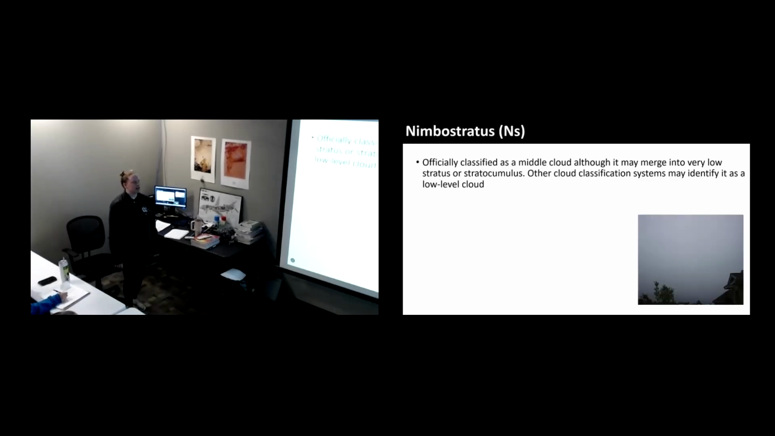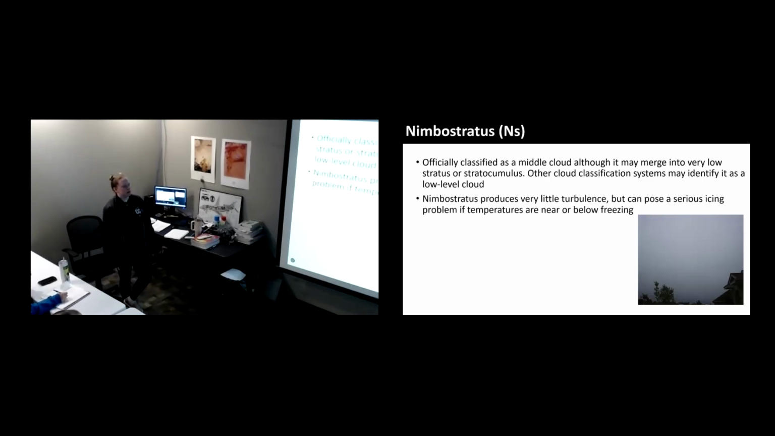Nimbostratus, officially classified as a middle cloud, although it may merge into very low stratus or stratocumulus clouds and could be a low-level cloud. They can pose serious icing problems if temperatures are near or below freezing.